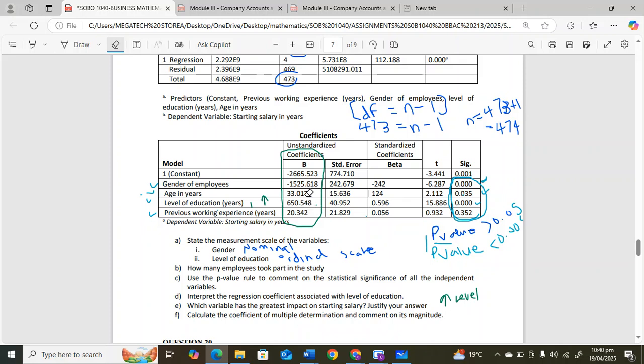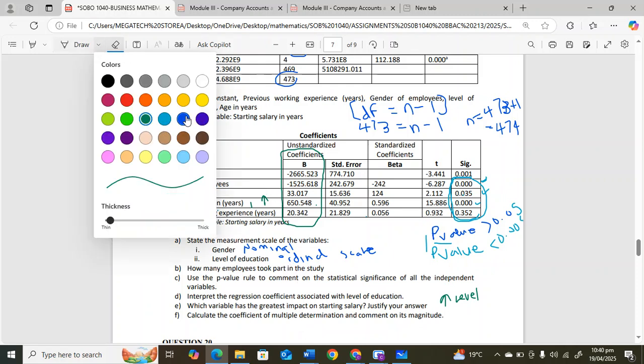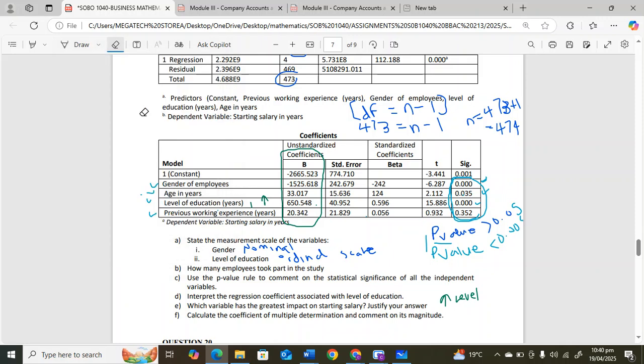Okay, you look at the number there. So even like here for age, if you increase age by 1 unit, meaning if your age increases by 1 year, according to this model, your salary is supposed to increase by 33 kwacha.